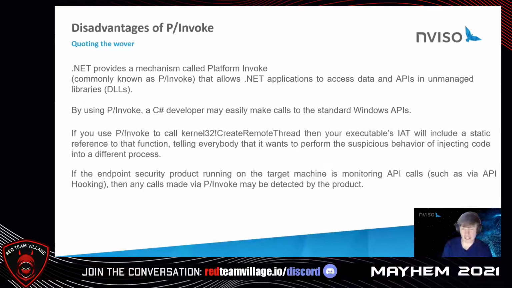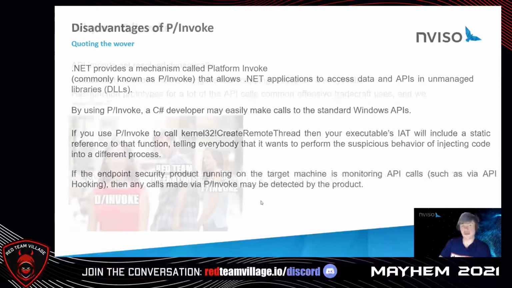And well, as I already mentioned, AVs and EDRs can actually hook those API calls as well. So you would get detected in the same fashion like the second demo, where I used my silent strike EDR to actually detect my basic loader. So that makes sense for P/Invoke as well. So those are the disadvantages of P/Invoke.